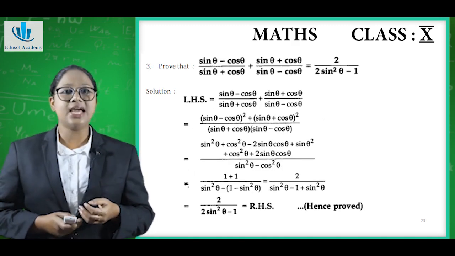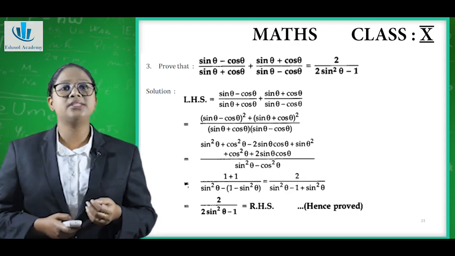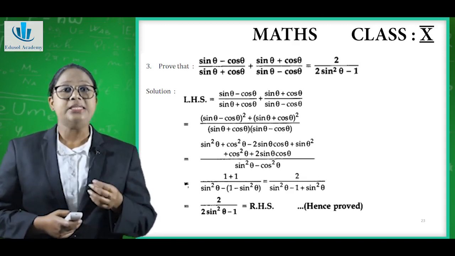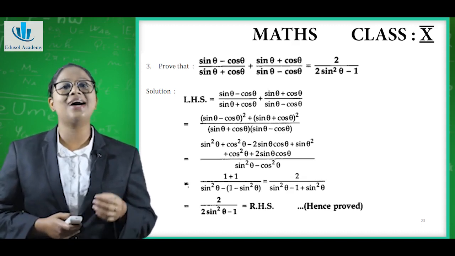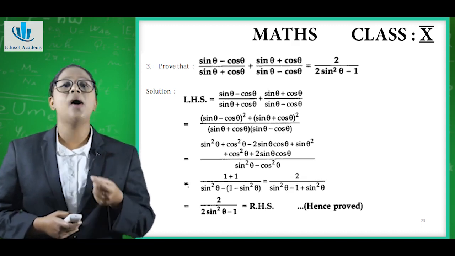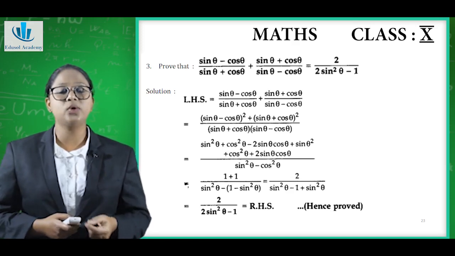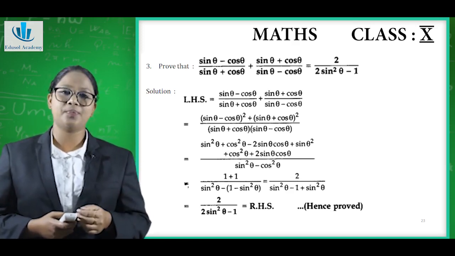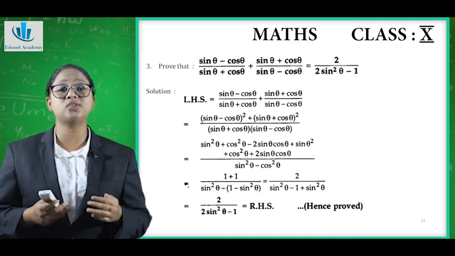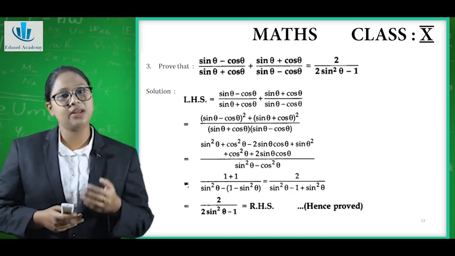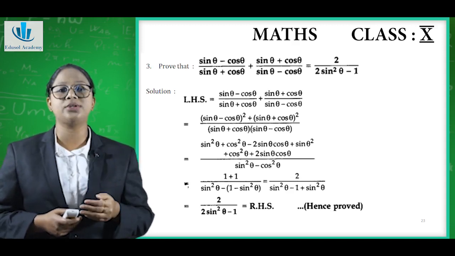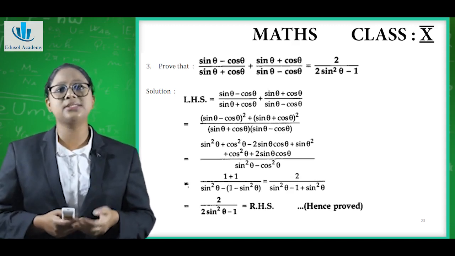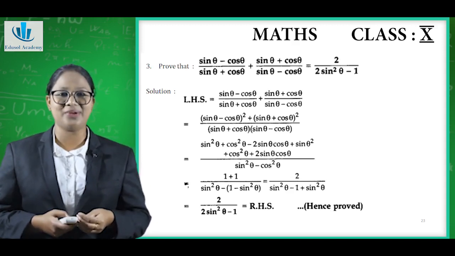Prove that (sin θ − cos θ)/(sin θ + cos θ) + (sin θ + cos θ)/(sin θ − cos θ) is equal to 2/(2 sin² θ − 1). That's too long, and this type of question, not the specific question, but "prove that" type questions, is very frequently asked. At least 3 questions will be asked in one question paper.